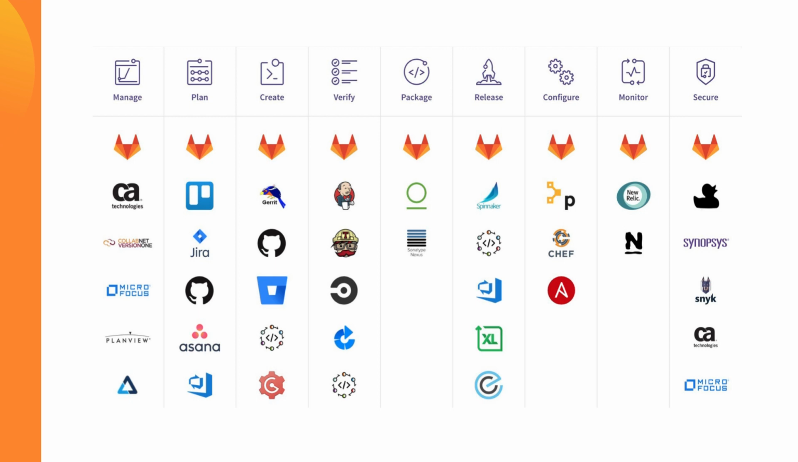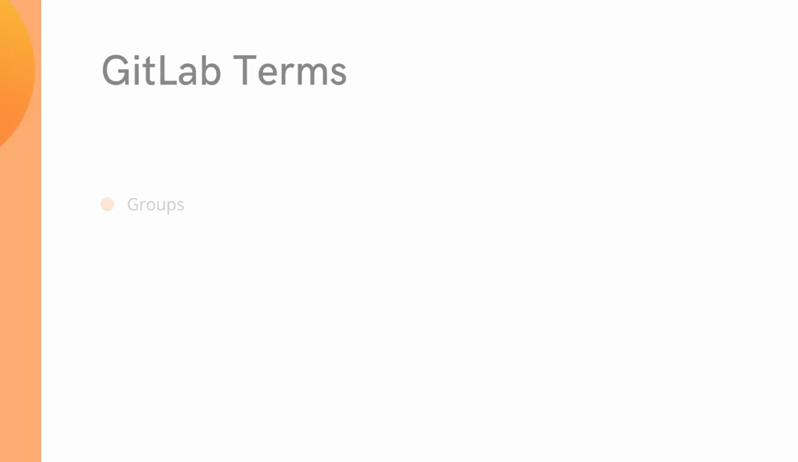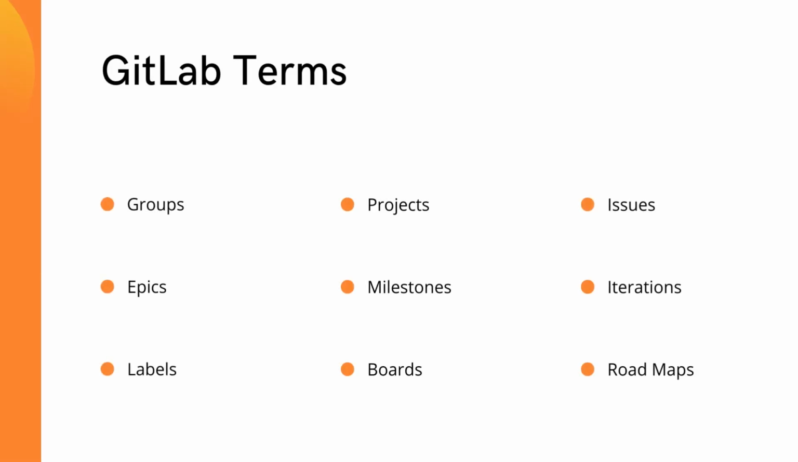So GitLab allows you to do everything in one place: task management, code repository, merge requests, documentation, all in one place, which is very cool. So, getting into the features and functionality of GitLab, let's look at some of the GitLab terms. We'll look at groups. This is the high level.